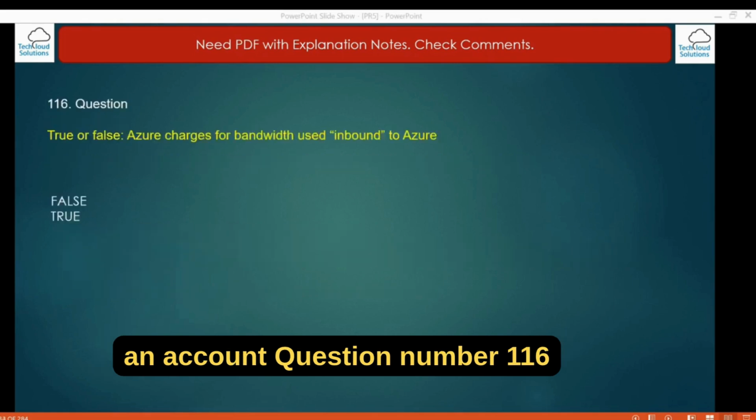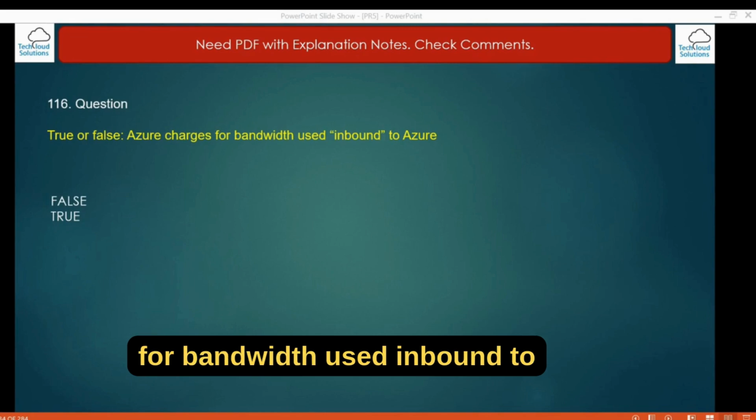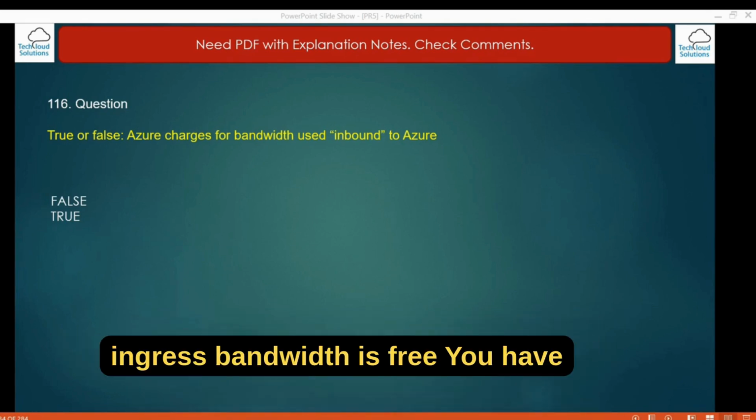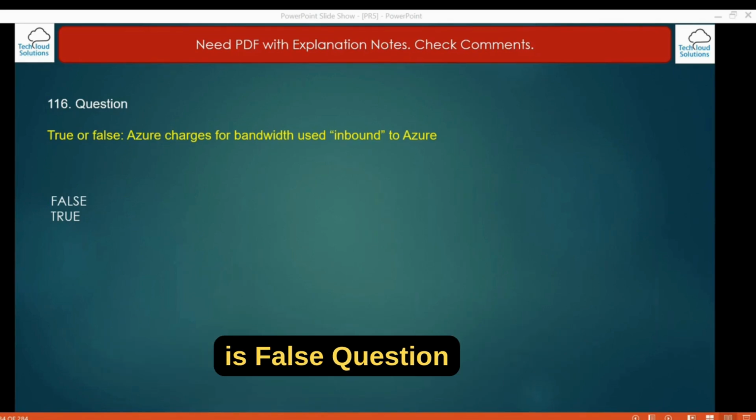Question number 116. True or false? Azure charges for bandwidth used inbound to Azure. And the options are false and true. So ingress bandwidth is free. You have to pay for egress. So the correct option is false.